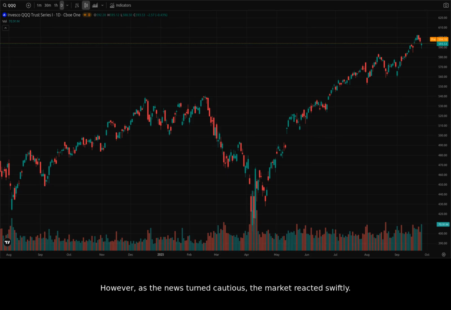However, as the news turned cautious, the market reacted swiftly. You can see these 3 consecutive red candles representing the sell-off on Tuesday, Wednesday, and Thursday. This pullback has brought the price down to yesterday's closing price of $593.53. We are now testing a very interesting area.